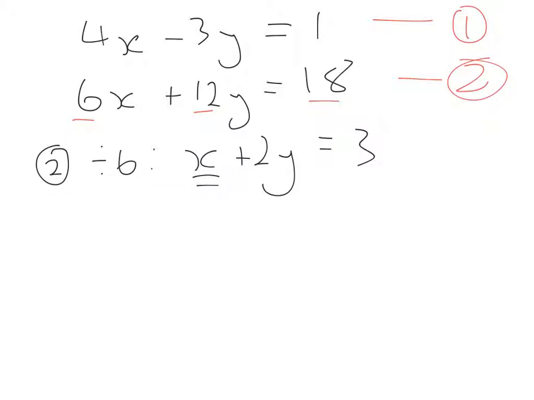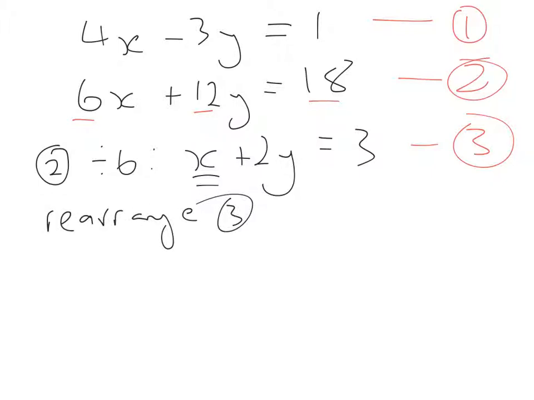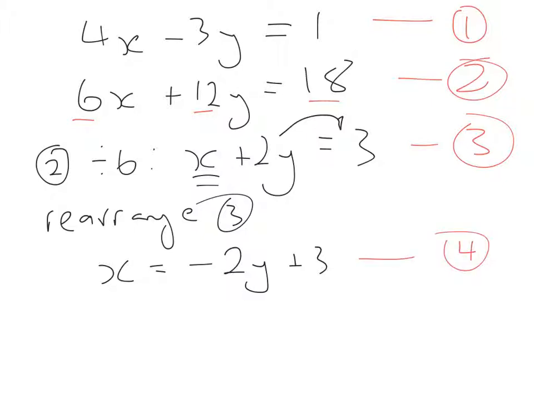And if the numbers are nice and neat, like if they all go into the same number, then that's probably your best bet. But if that was 13y instead of 12y, you couldn't divide it by 6. So then we do the same thing. We're going to rearrange number 3 so that we get our x by itself, and we're going to get x equals, well, we're going to move that 2y over the other side, which will make it opposite, so it's minus 2y plus 3. And I'm already up to equation 4.